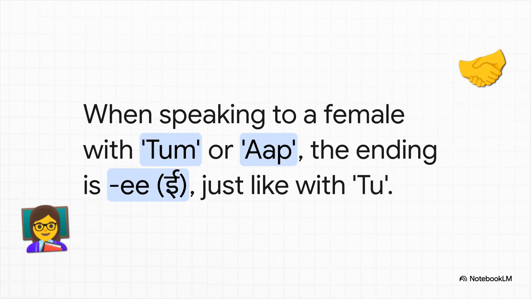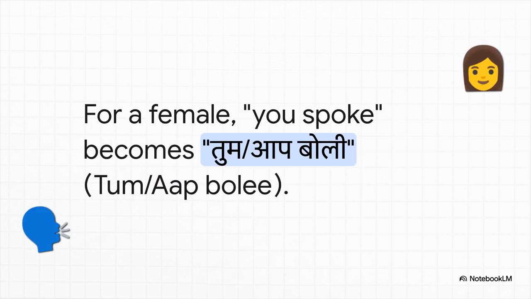And for our last rule, what happens when you're speaking to a female using tum or ap? The ending is e. Now hold on, does that sound familiar? It should. It's the exact same ending we used for the feminine tu. That actually makes things a little easier to remember, doesn't it? For example, if you're formally telling Sarah you spoke, it would be ap boli. You just take the verb root bol and add that e ending. And if you were being more informal with her, tum boli works perfectly too.